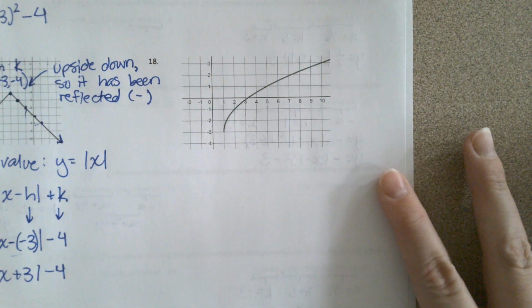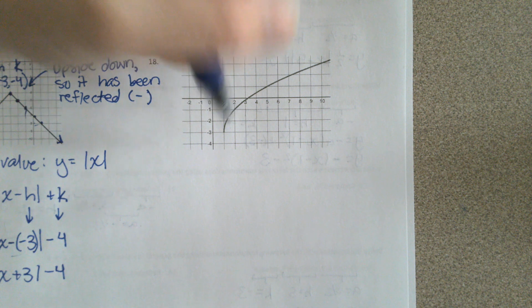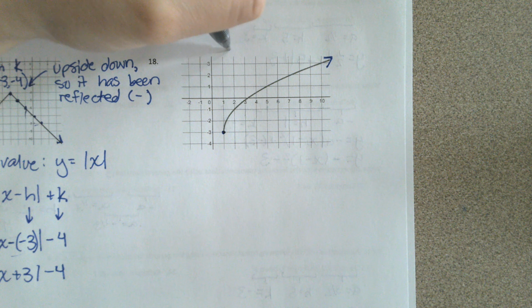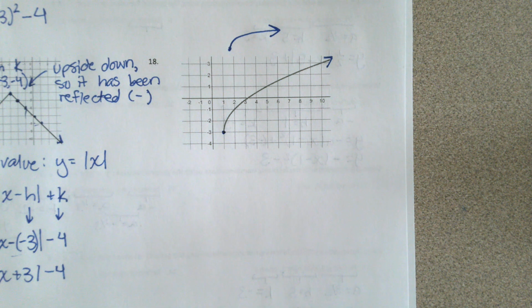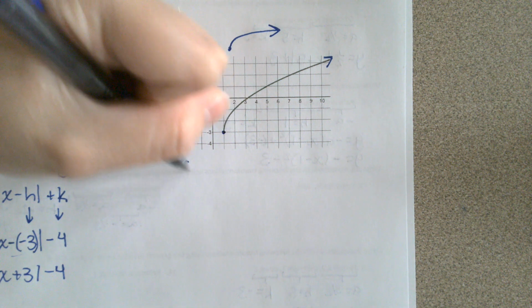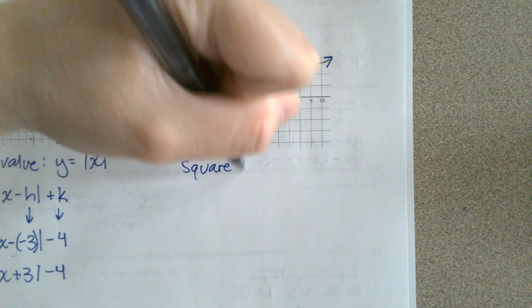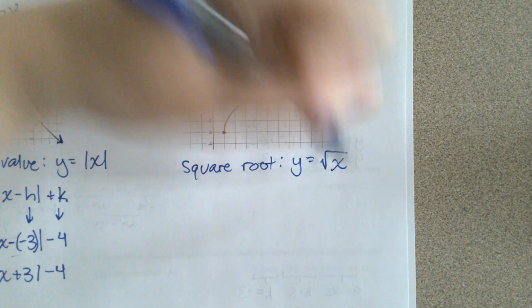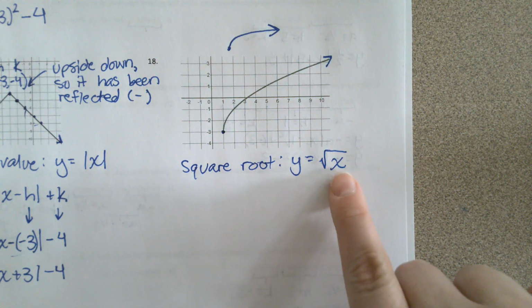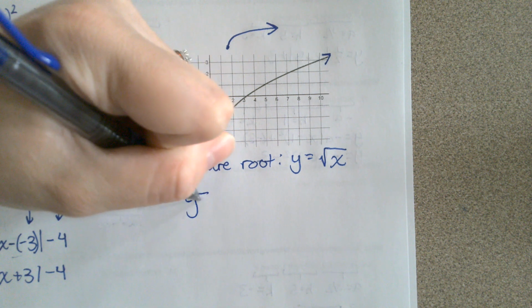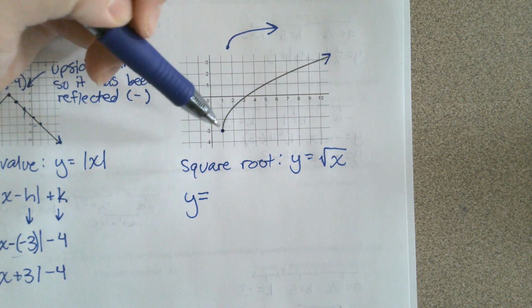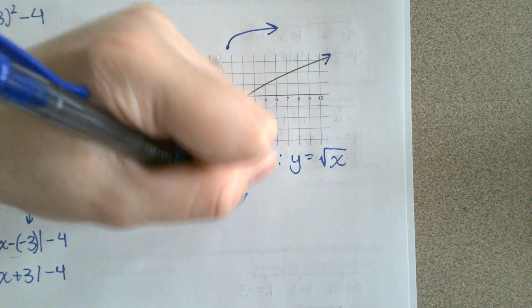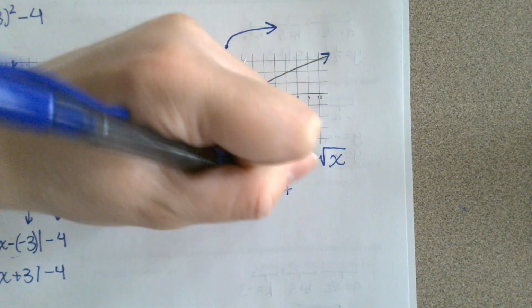One more. 18. This one you may not recognize at first, but it is this graph here. Kind of goes off to the side. This is the square root function. Y equals the square root of x. So I'm going to write out the general form here. Y equals, it's exactly where it's supposed to be. It's not upside down, so I know A is not negative. A times the square root of x minus h plus k.